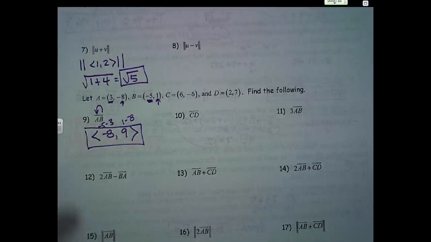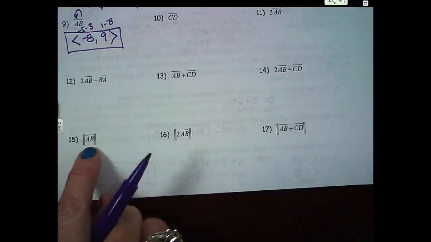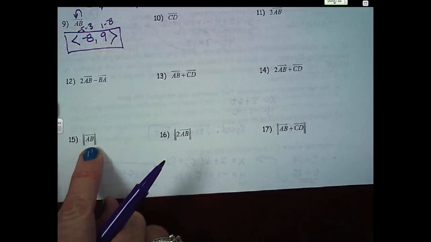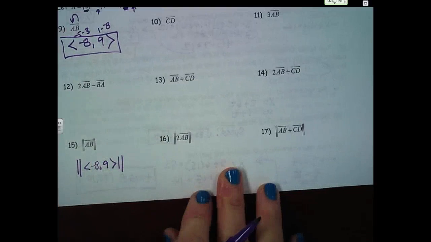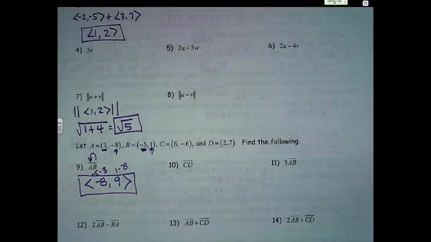Now, when you get to problem 15, it asks for the magnitude of vector AB. So you already know that from problem 9. You're just going to find the magnitude of 8, 9. Okay, in a few minutes, I'll put the answers up so you can check it. So just work for now.